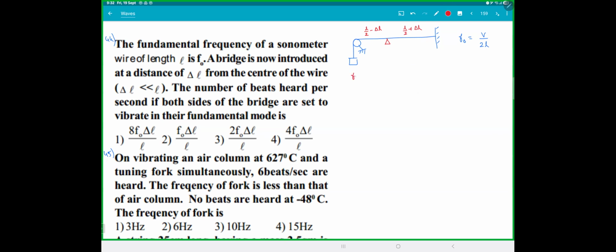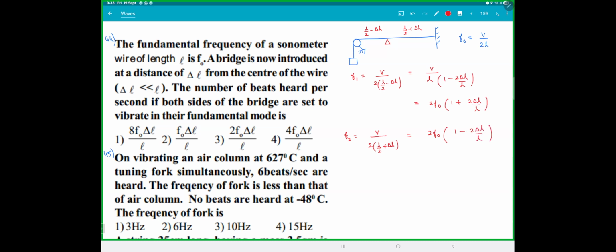So its frequency became F1, which is V by 2 times L by 2 minus delta L. You can take out L by 2 common. It will be V by L times 1 minus 2 delta L by L. You can use binomial approximation because delta L is very small. This becomes 2F naught times 1 plus 2 delta L by L. Similarly, F2 will be V by 2 times L by 2 plus delta L. This will be 2F naught into 1 minus 2 delta L by L.